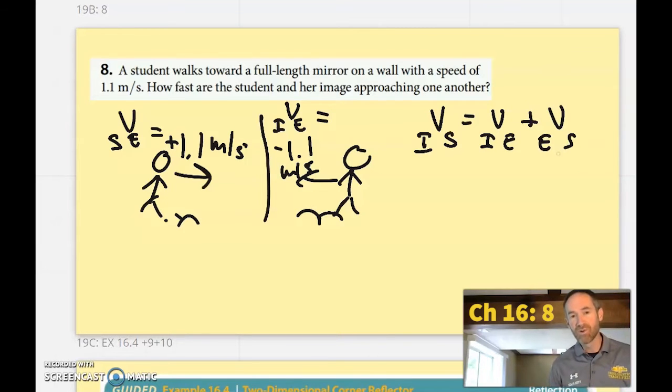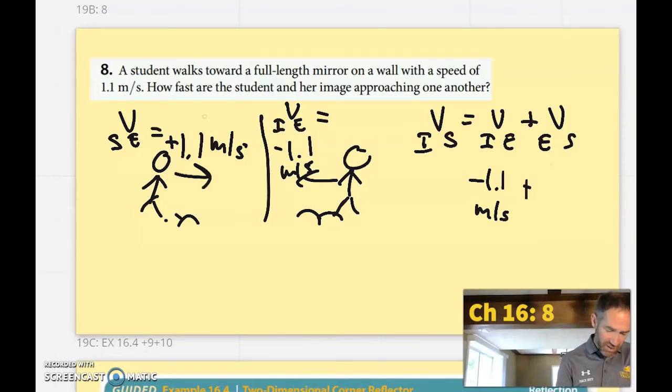Remember, that's that chain rule that we did way back in the fall. So the image relative to the Earth is negative 1.1 meters a second. Earth relative to student, that's the opposite of that, positive 1.1, so that's a negative 1.1 meters per second.